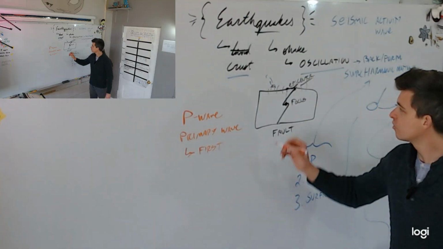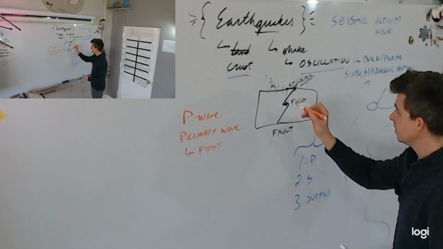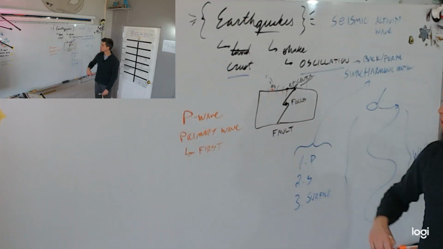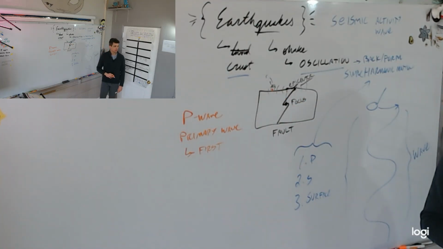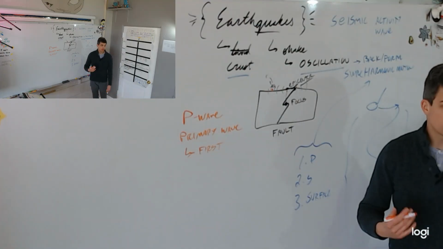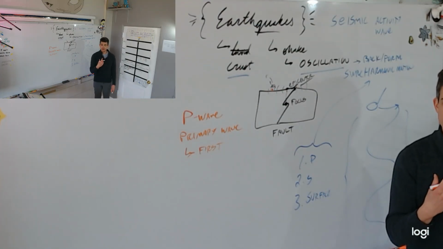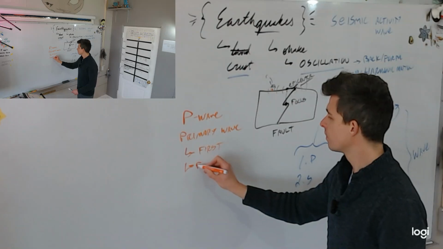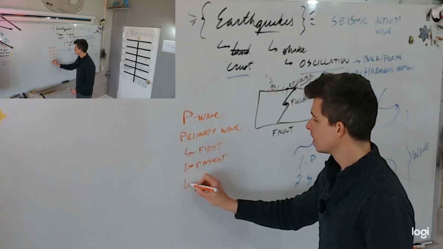Why? If my house has a seismogram in it, why would I record the primary waves first? Because they are the first ones to get there because they move the fastest. And how do they move?